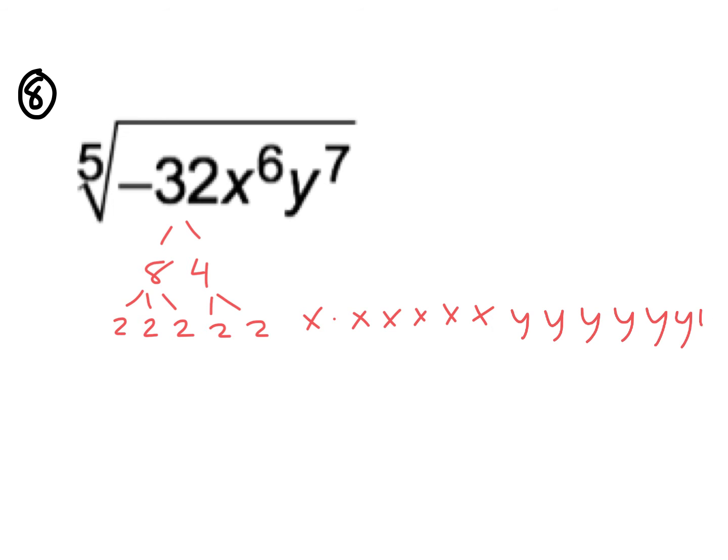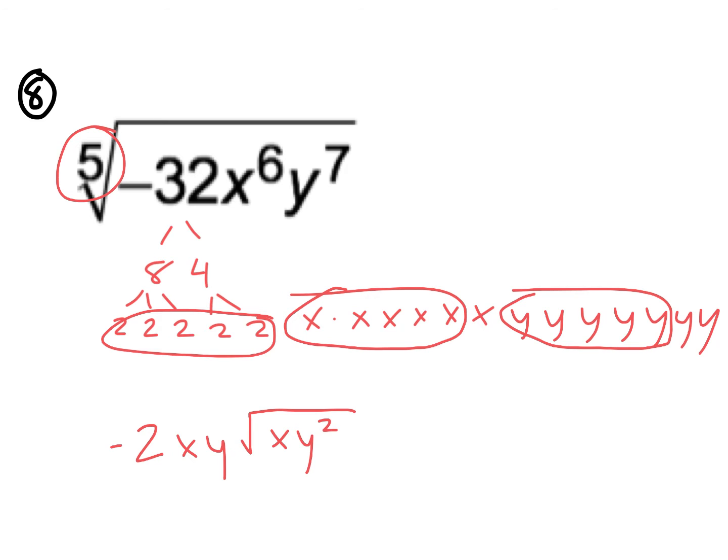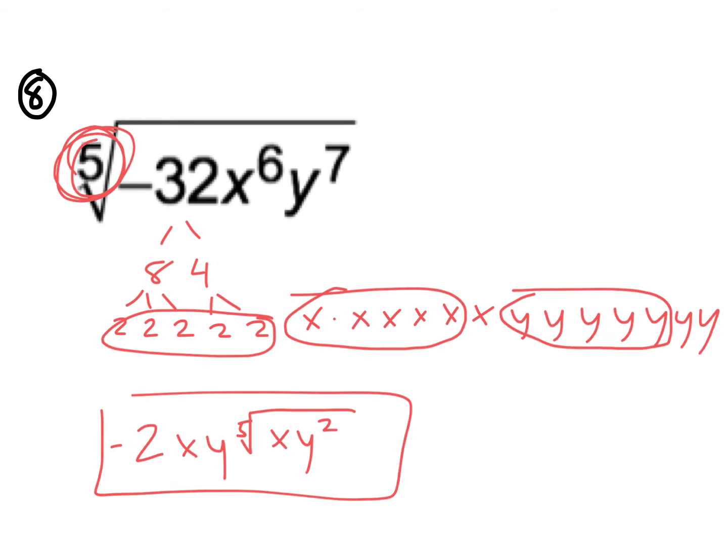We're circling groups of how many? Groups of 5. So we have 5 2s, we have 5 x's, and 5 y's. So what comes to the outside? Negative 2xy, and what stays on the inside? xy squared. Perfect. And then because our index is 5, we just want to keep that index 5 on our answer too. Any questions here?